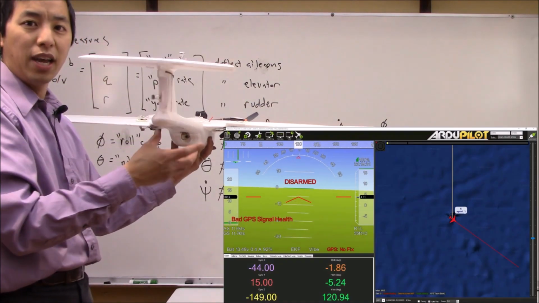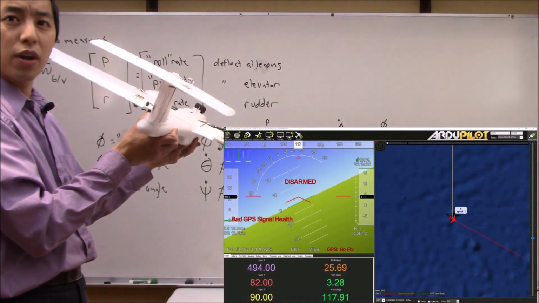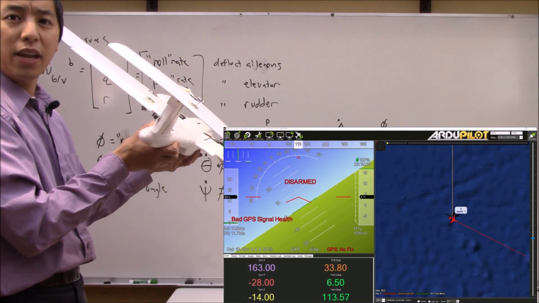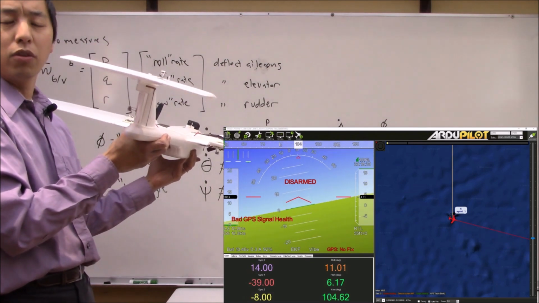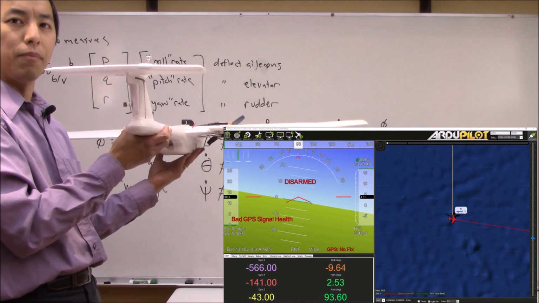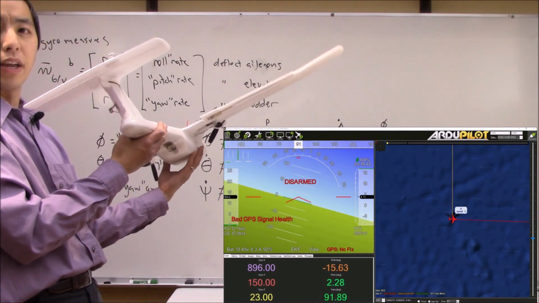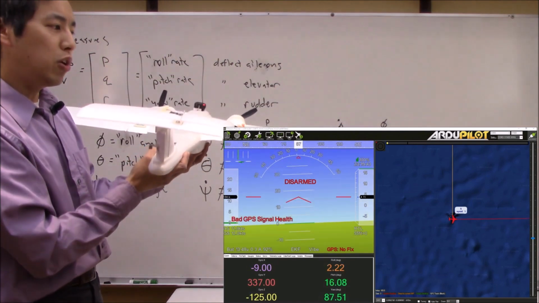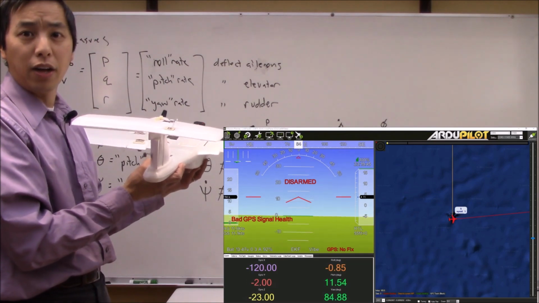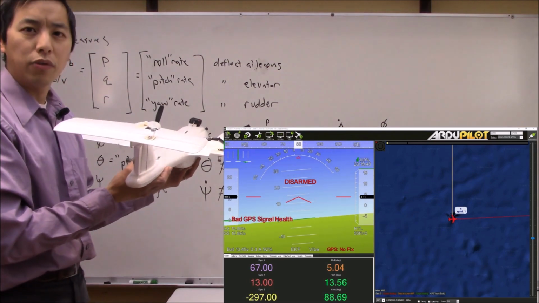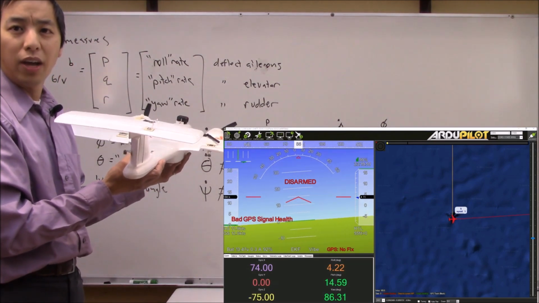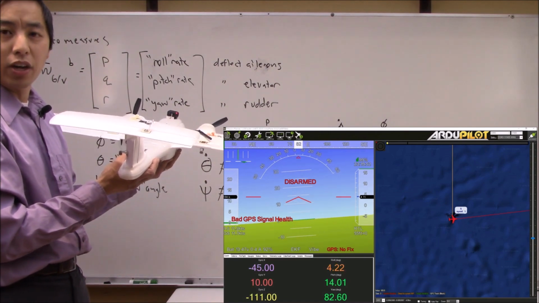So you can see that as I move this aircraft around, it's reading the rate gyros. Those are the numbers in the left column that you can see on the ground station display. And it's computing, via the scheme that I alluded to, your Euler angles. Those are the roll, pitch, yaw angles that you see there in the right column of numbers.